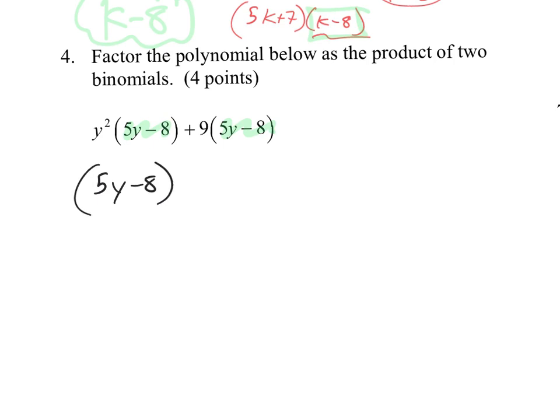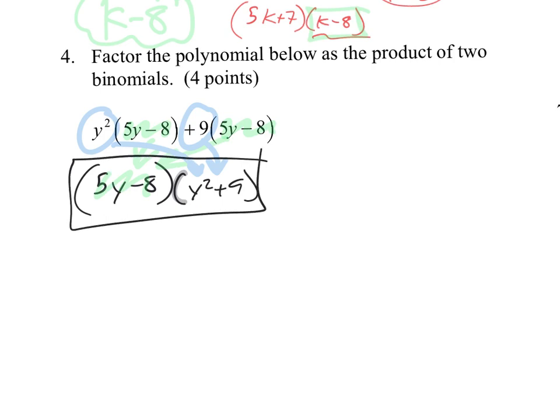So there it is, right there. It's factored out. Well, if I do that, look what's left: a y squared and a 9. Well, I can just put those together now, because that's what's left, and write it as done. That's literally it. That is literally all there is to this.